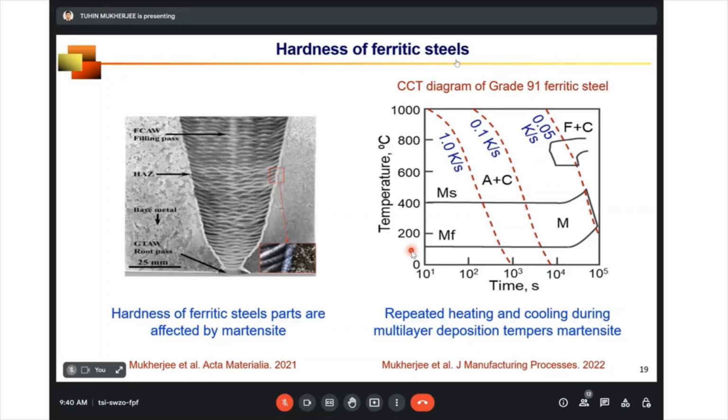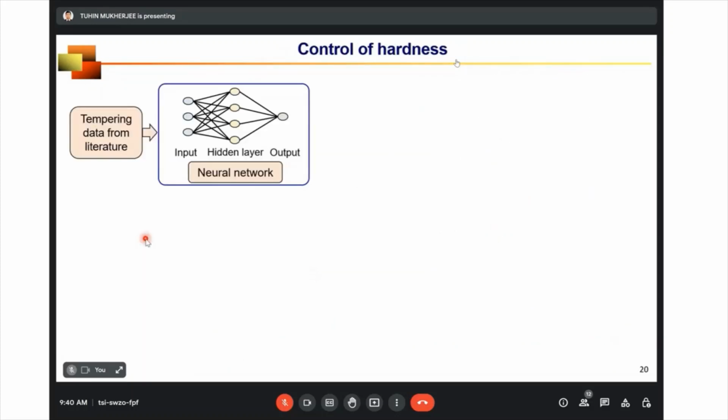But in additive manufacturing, we make the part by depositing layers. And when we deposit many such layers, that means we are repeatedly heating and cooling the part. And this repeated heating and cooling tempers the martensite and forms tempered martensite, which will completely change the final mechanical properties of the part. How can we predict that? So we need two things. One is the repeated heating and cooling, which is the variation of temperature with time. We call it thermal cycle, and a very good understanding of the tempering kinetics.